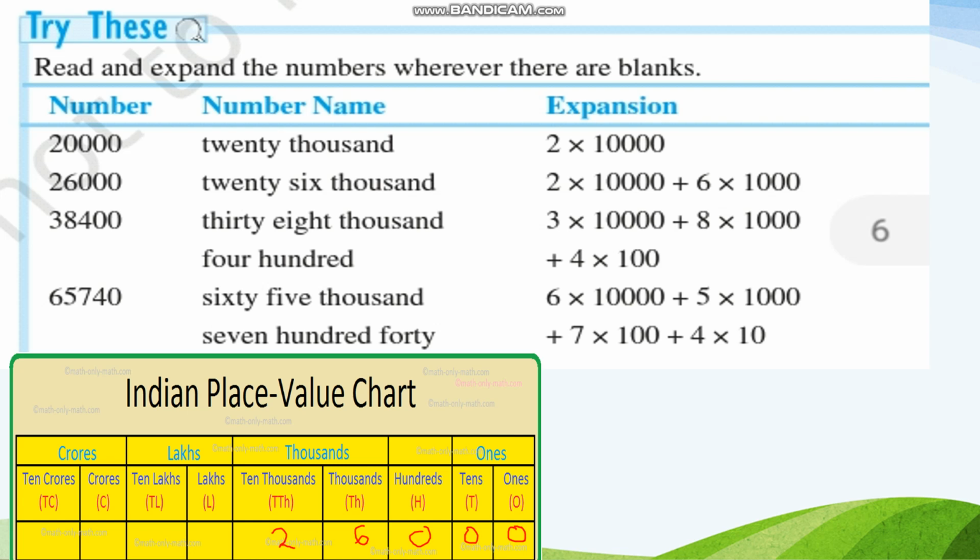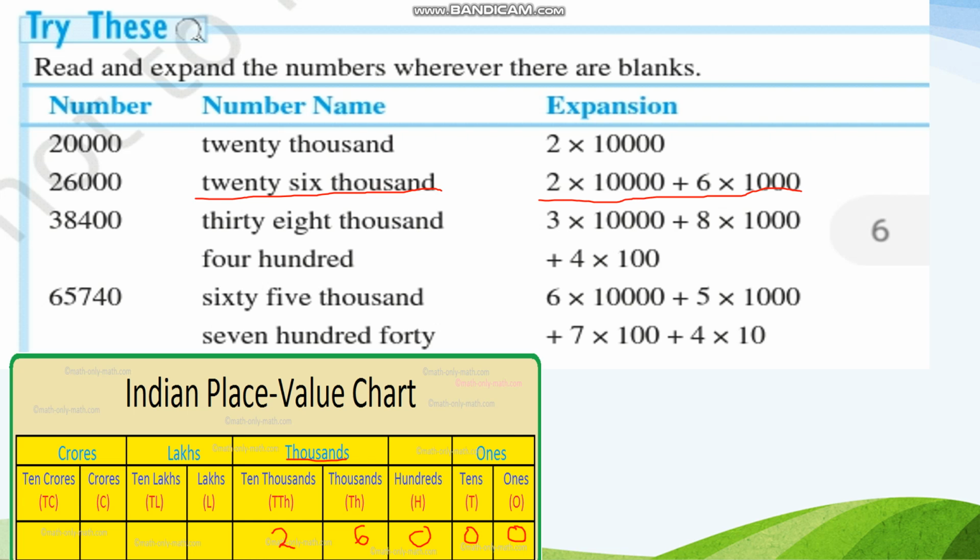So 2 and 6 together, that is 26 thousands. The rest of the places are 0. So 26,000 is the number name. Look here, 26,000. And how to write the expanded form? 2 is in ten thousands place. So 2 into 10,000 plus 6 in thousands place. So 6 into 1000. The rest of the places are 0, so no need to write. So 2 into 10,000 plus 6 into 1000 is the expanded form.